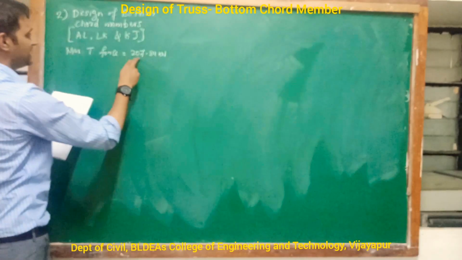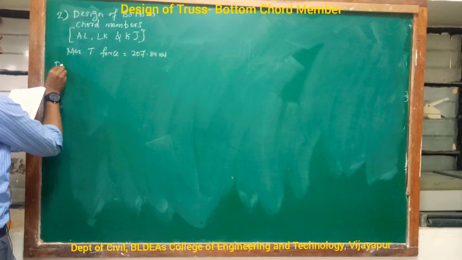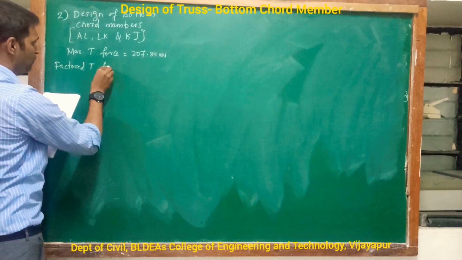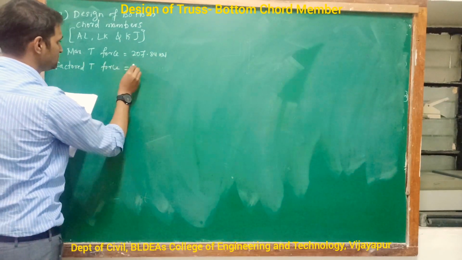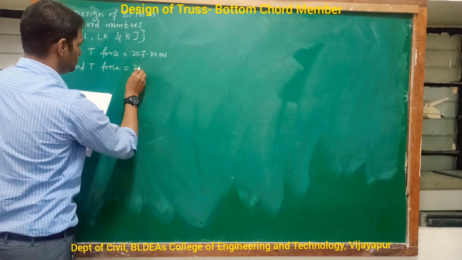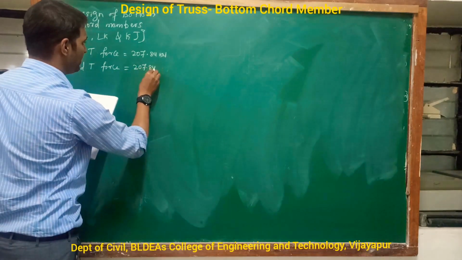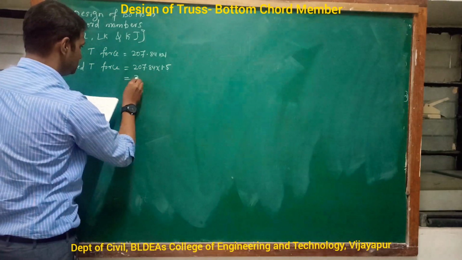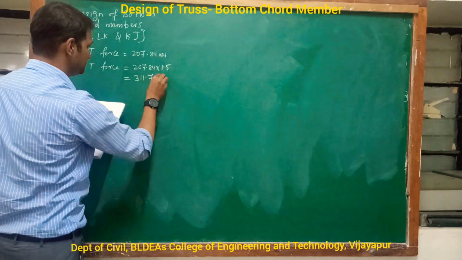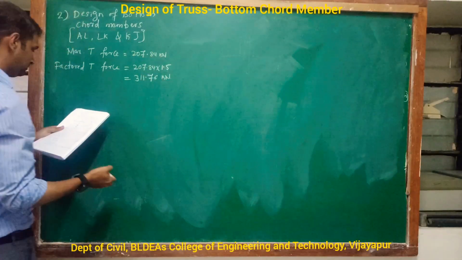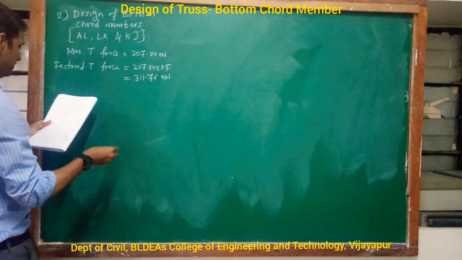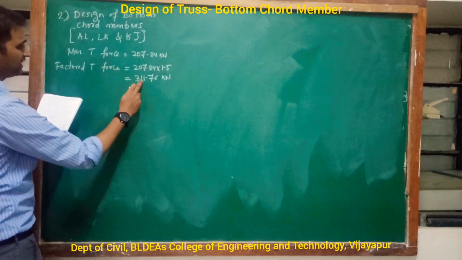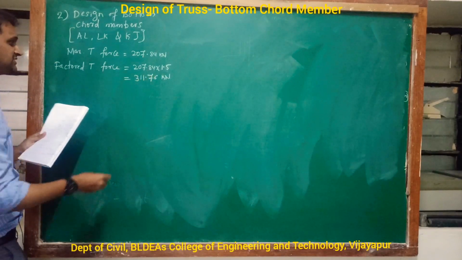But your design has to be done for the factored tensile force. Now T stands for tensile force. The factored tensile force is equal to 207.84 into 1.5, which is the load factor, which will be 311.76 kilonewton. Now coming to the area required to resist the factored tensile force of 311.76 kilonewton.